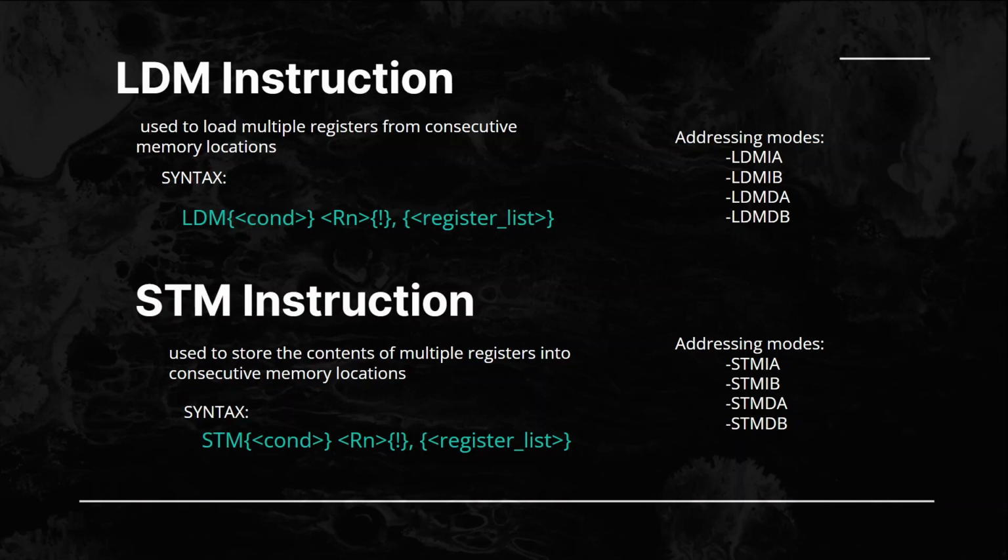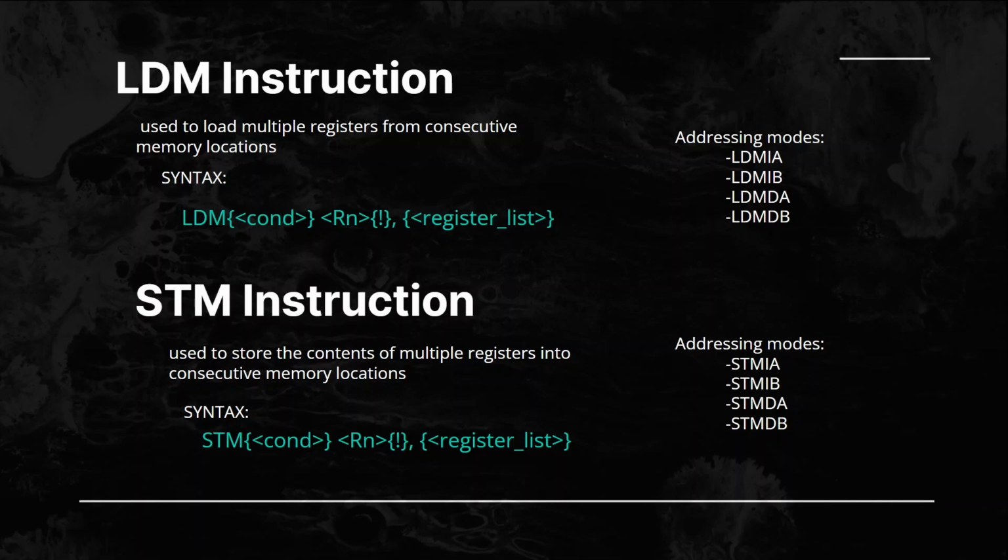Now you will be thinking, what is the use of these two instructions? They are used for saving the state of registers into the stack, especially before entering a function. For example, when entering a function, you may want to save the current state of the registers so they can be restored upon return, and load multiple can be used to restore those registers.